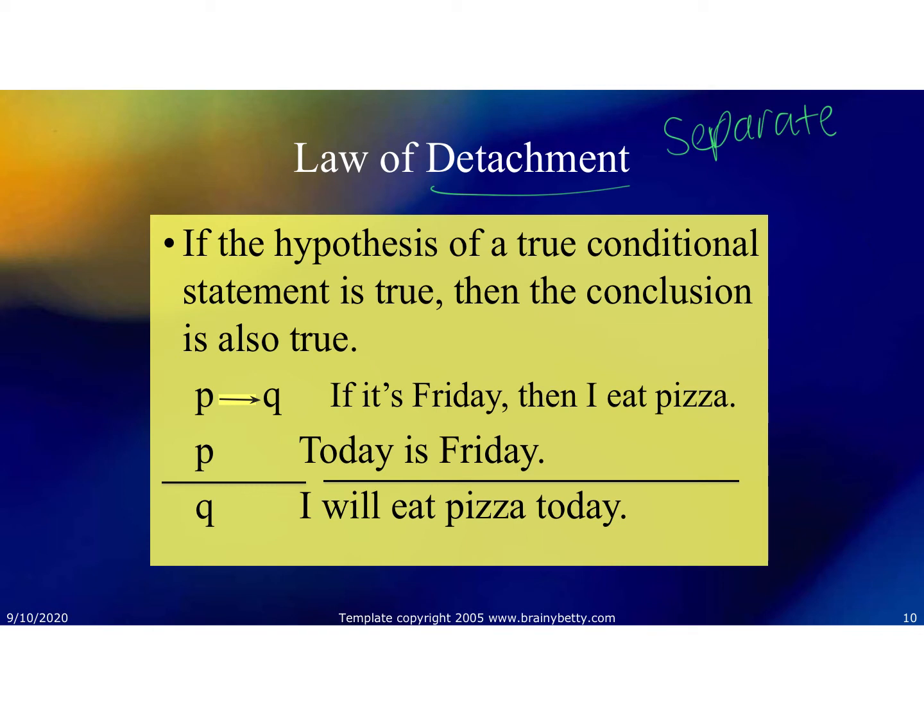So, if you're given a conditional statement, that is, if it's Friday, then I eat pizza. The law of detachment says, if the hypothesis is true, so if today is Friday, what can you conclude? You will eat pizza, okay? Circle this. This is your conclusion. So if you're given a conditional statement that says, if this, then this, and it tells you the hypothesis is for sure true, the law of detachment says, separate them, you can conclude the conclusion. You can say the conclusion on its own and be 100% accurate. Okay?